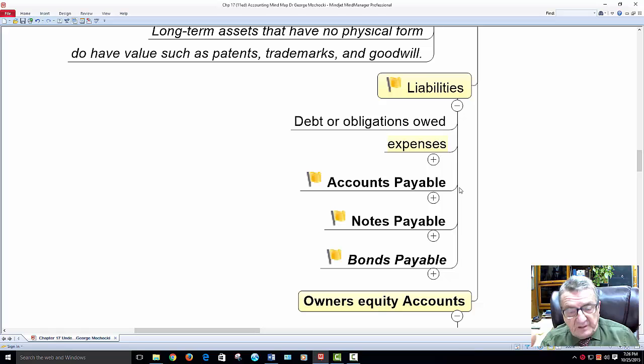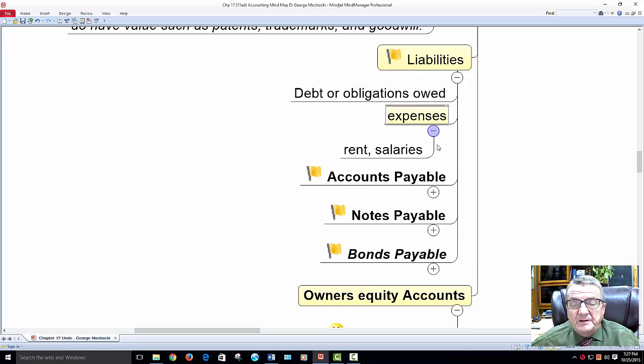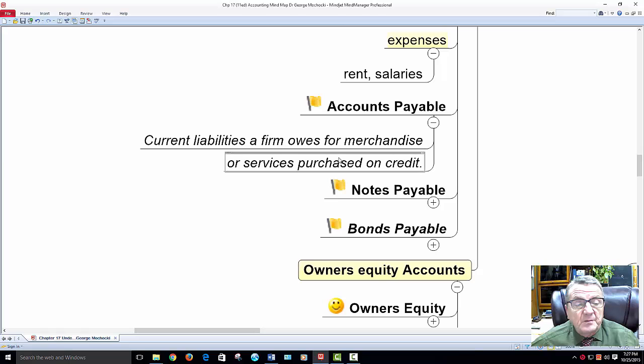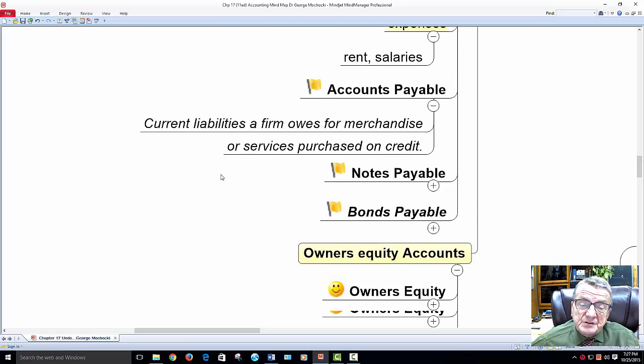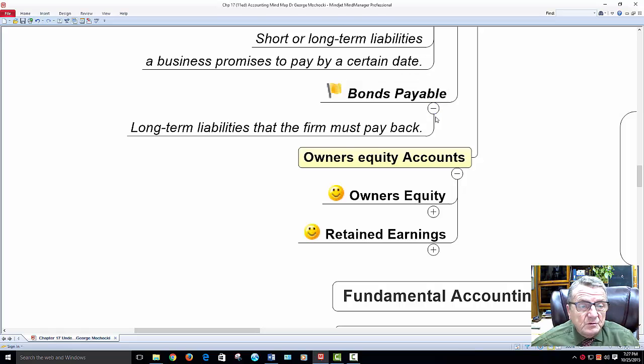Again, part of the assets: I own the car. It's my car, but I have payments on it. It's my machinery, it's my asset, but I have a liability against it. That's why the balance sheet has two sides and should be balanced. Liabilities are debts or obligations owed: expenses like rents, salaries, and accounts payable, what a firm owes for merchandise or services purchased on credit. Notes payable are short-term or long-term liabilities like a credit card, where the business promises to pay by a certain date. Bonds payable are IOUs, corporate bonds, long-term liabilities the firm must pay back.